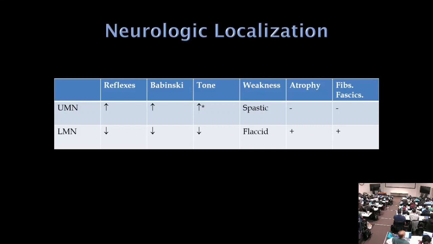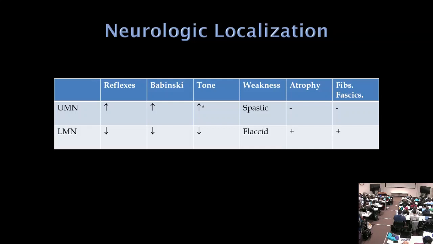Of course, our Babinski sign, the upgoing toe, is an upper motor neuron finding. Tone is increased in upper motor neuron lesions. This is why we call it a spastic weakness. In a lower motor neuron condition, we have no tone, a floppy, flaccid weakness. Atrophy is prominent with lower motor neuron conditions, not with upper motor neuron.